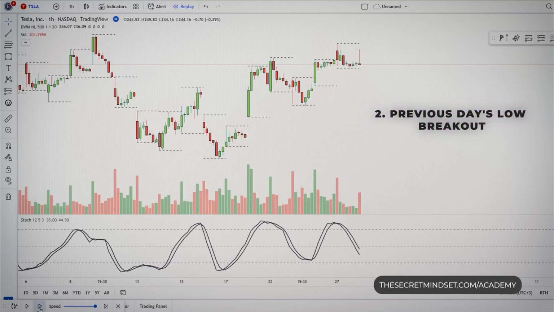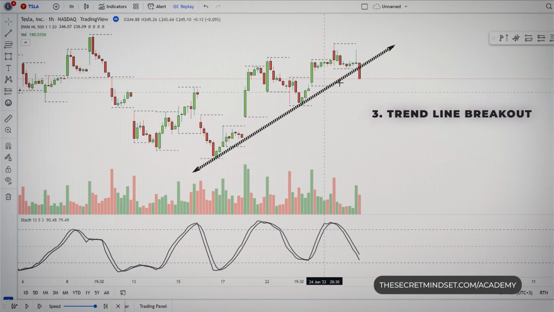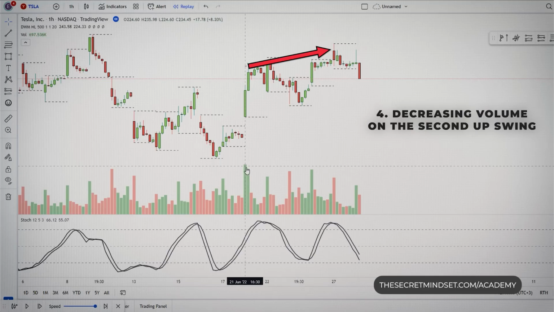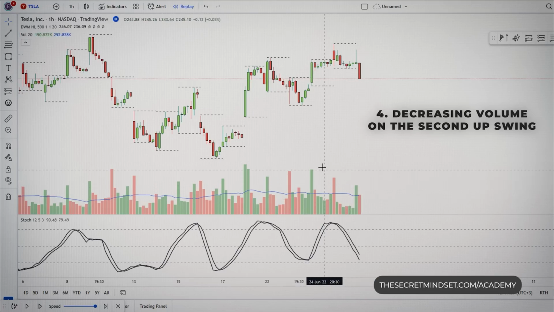Price broke below the previous day's low. Trendline breakout. And now look at the volume. So price was rising in an uptrend. A divergence appeared, but the volume was reducing on the second swing. This may reveal there's little interest, and that price may reverse.